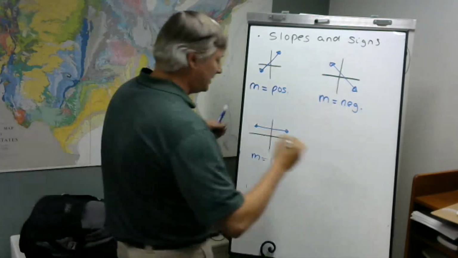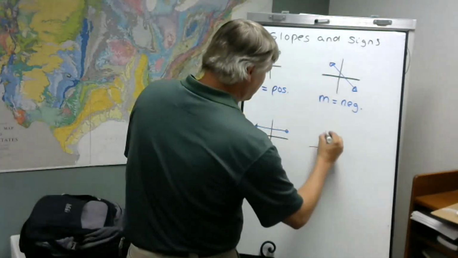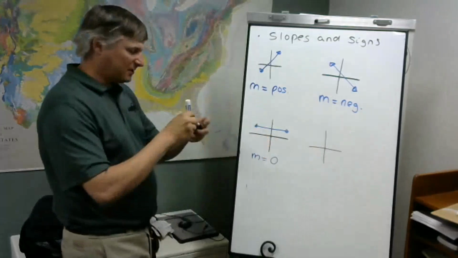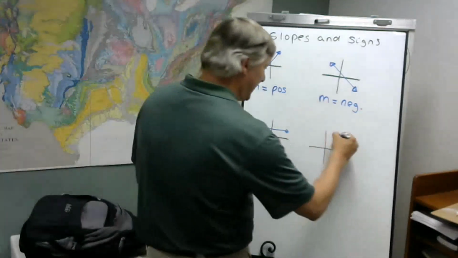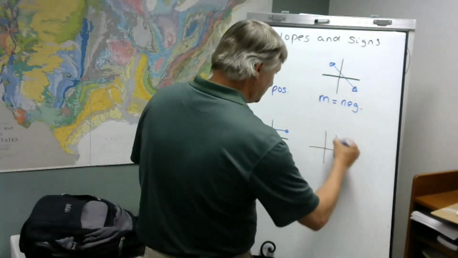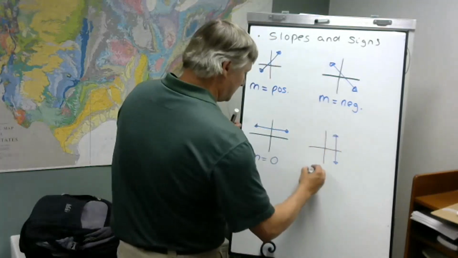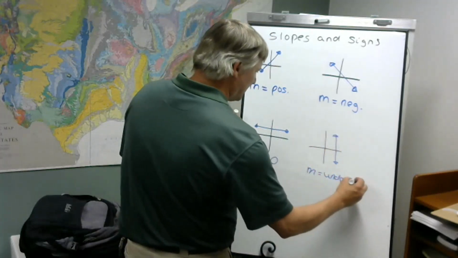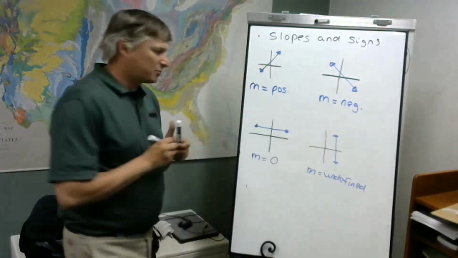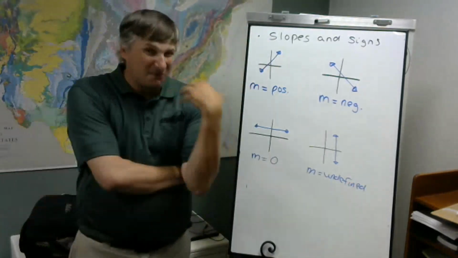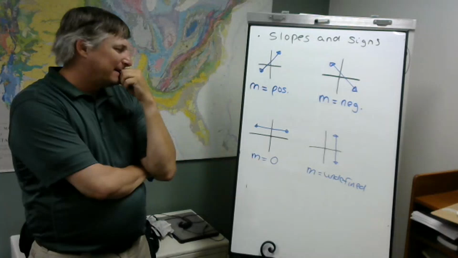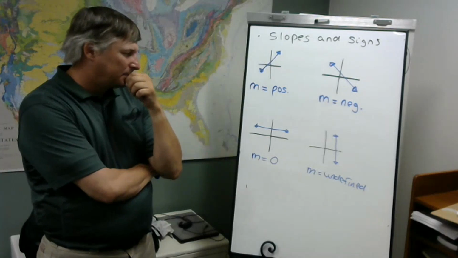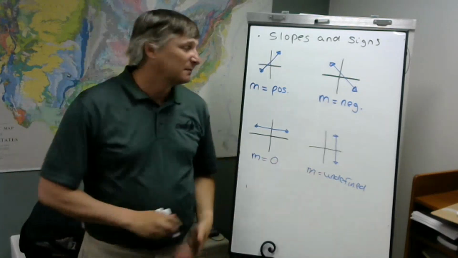And finally, if you have a perfectly vertical line, like x equals a or x equals 2, your slope is undefined. I've seen it described as a slope that's infinite, but algebraically, we're going to stick with undefined.